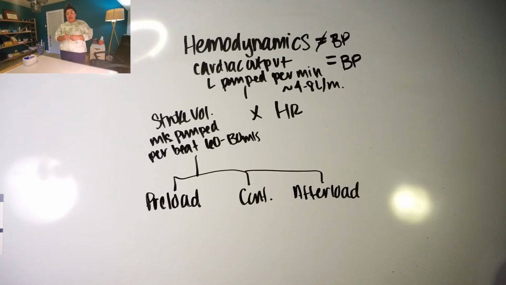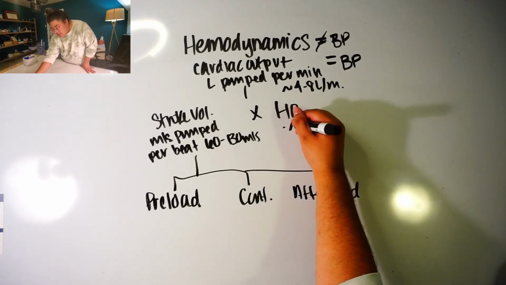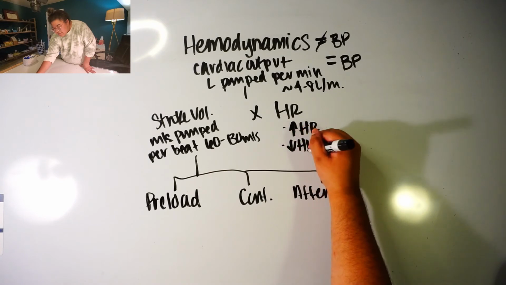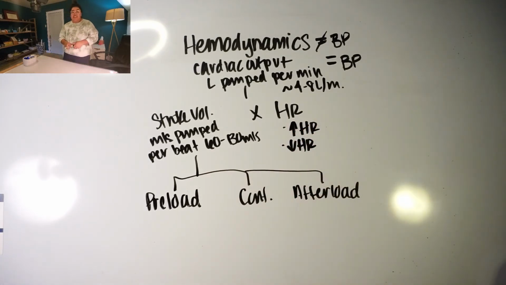Okay, but yes. So let's break down heart rate a little bit. Increased heart rates and decreased heart rates are not good. So if a person is tachycardic, maybe they're in SVT, AFib with RVR, whatever, their heart rate is elevated at this time. So when the heart rate's elevated, there's going to be less filling time. So your preload's going to be changed.